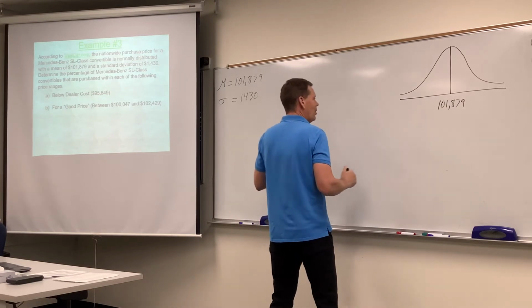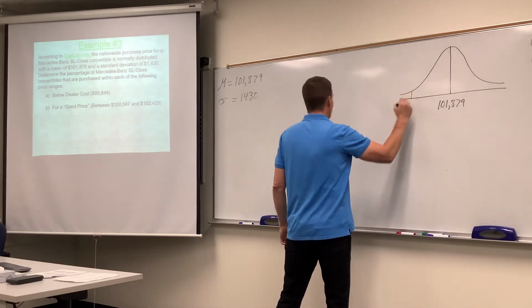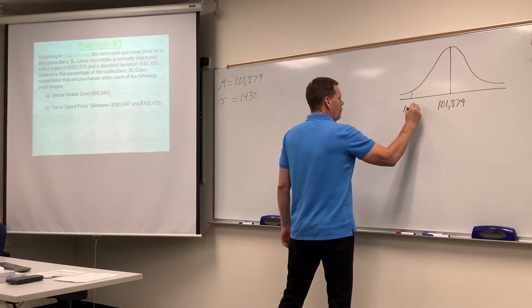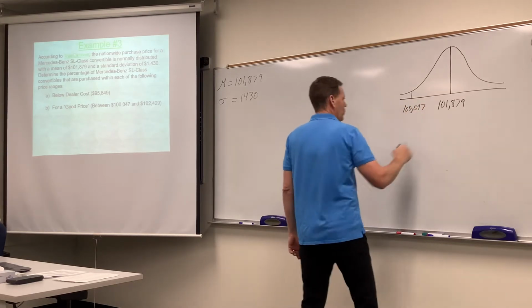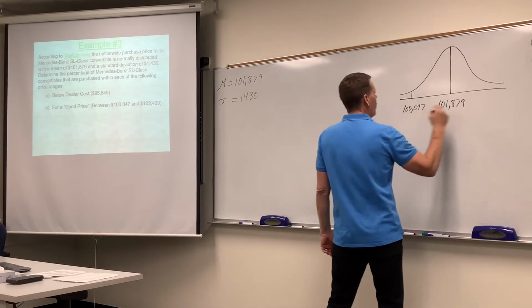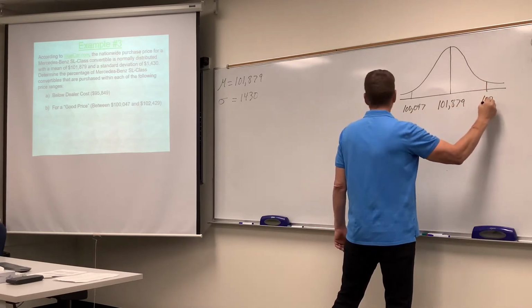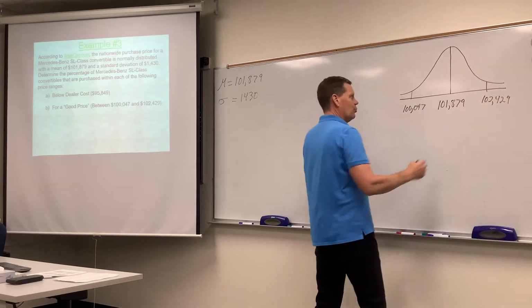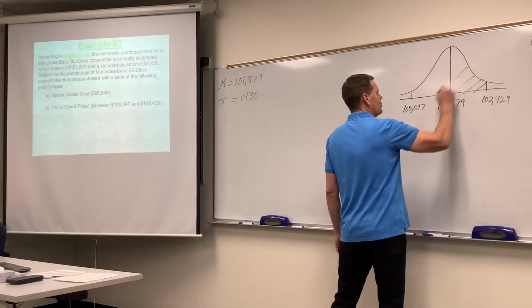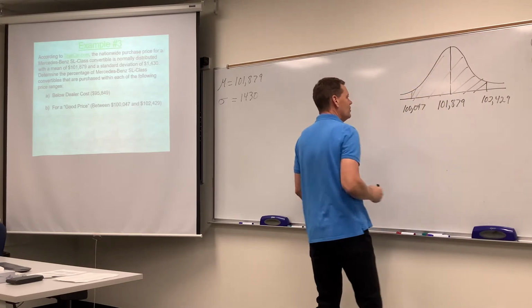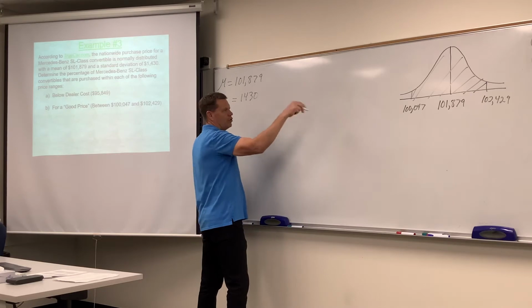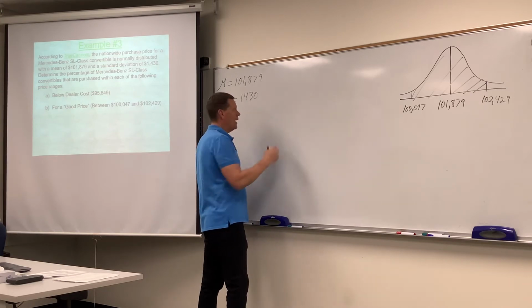All right, a good price, according to TrueCar.com, would be between 100,047, which is below the mean, and 102,429, which is above the mean. And according to TrueCar.com, if you purchased one of those between those two prices, you got what they call a good price. We're supposed to find the percentage, that's the shaded area under that curve.